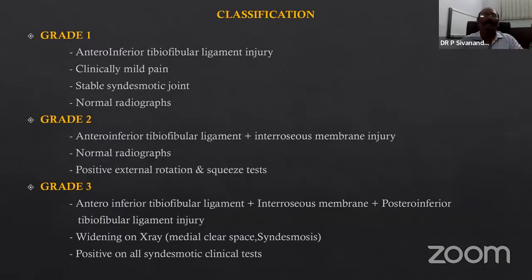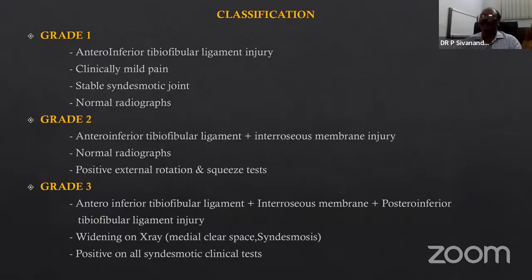Depending on this stability, there is a treatment protocol, and they graded syndesmotic injury. In grade one, the anterior inferior tibiofibular ligament is injured, but clinically there is mild pain and the patient can have normal radiographs. If the anterior inferior tibiofibular ligament plus interosseous membrane injury is also there, these patients can also present with normal radiographs, but positive external rotation and squeeze tests; these are considered grade two.